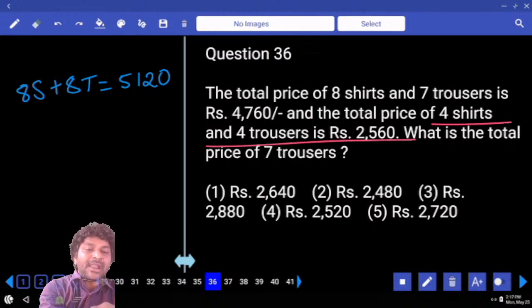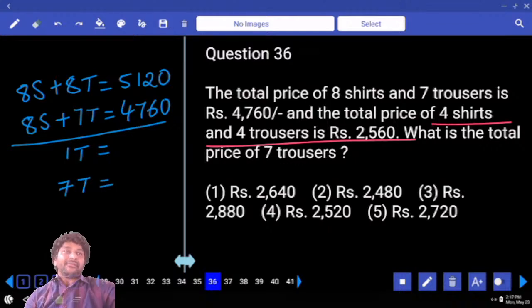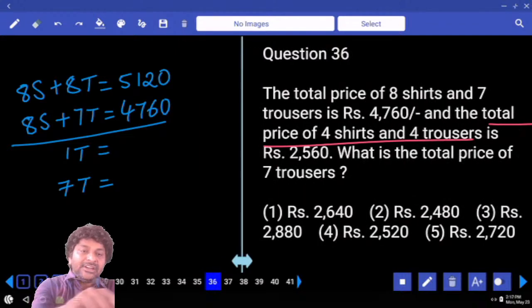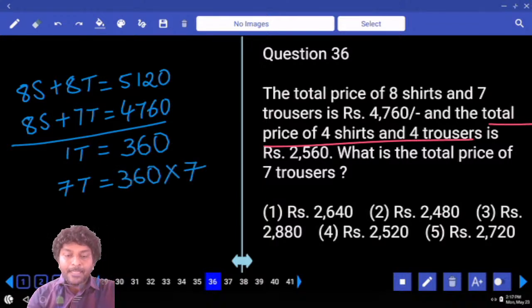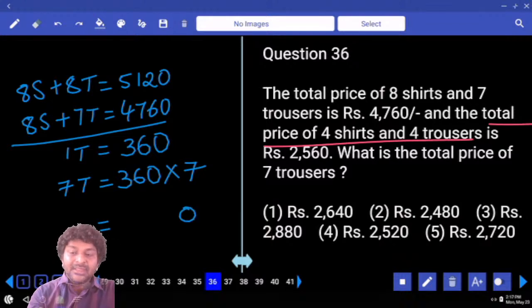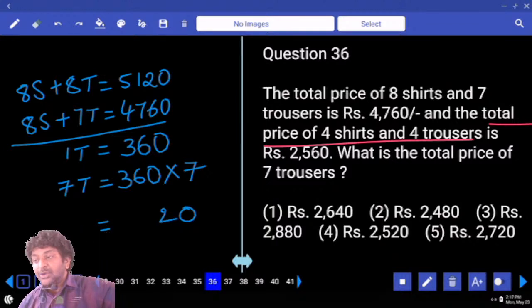From that, if you can subtract 8 shirts and 7 trousers, which is 4760, you will get 1 trouser value, and after that we can immediately convert into 7 trousers. Clear? So now difference in the sense, you get 1 trouser only. What is difference between these two numbers? Come on, 360, and now our answer is going to be 360 into 7, correct? Now we have a 0, then we'll get 0. 7 into 6 must end with 2. So answer must end with 2, 0.